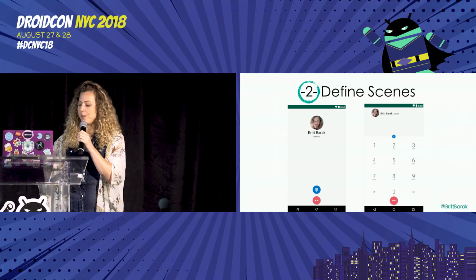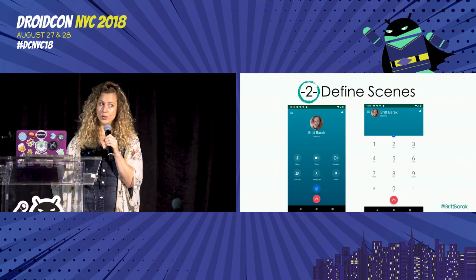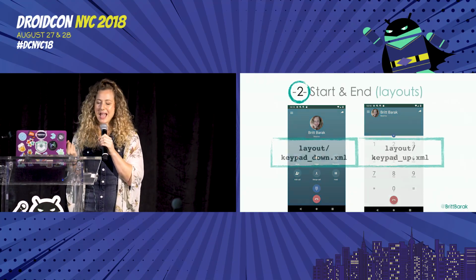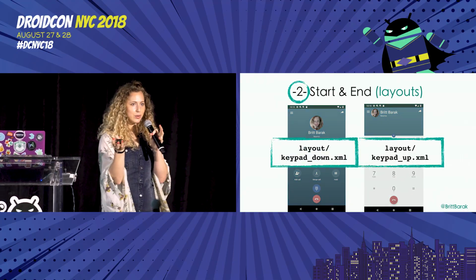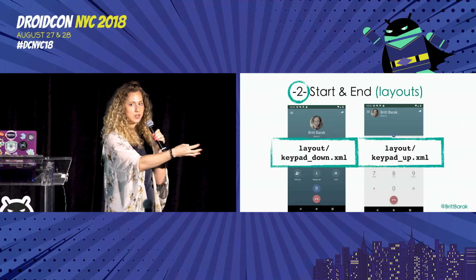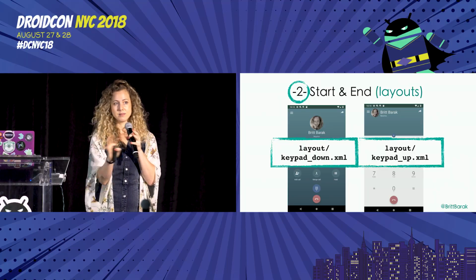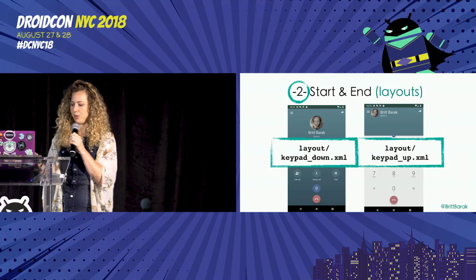So basically what you want to do is to define these scenes. There are a few ways to do it. The easiest way is basically to write a layout, as you would normally do, to create a layout for the start scene and a layout for the end scene. That's it, as you would normally do.